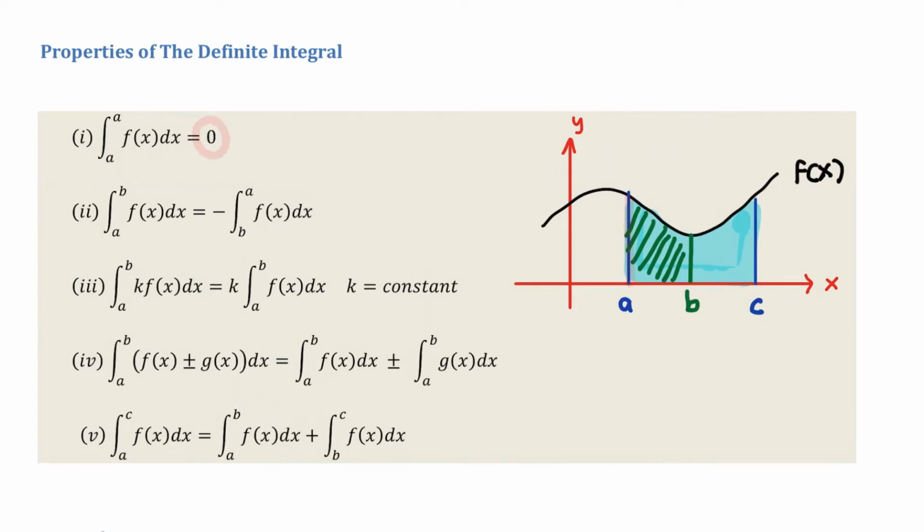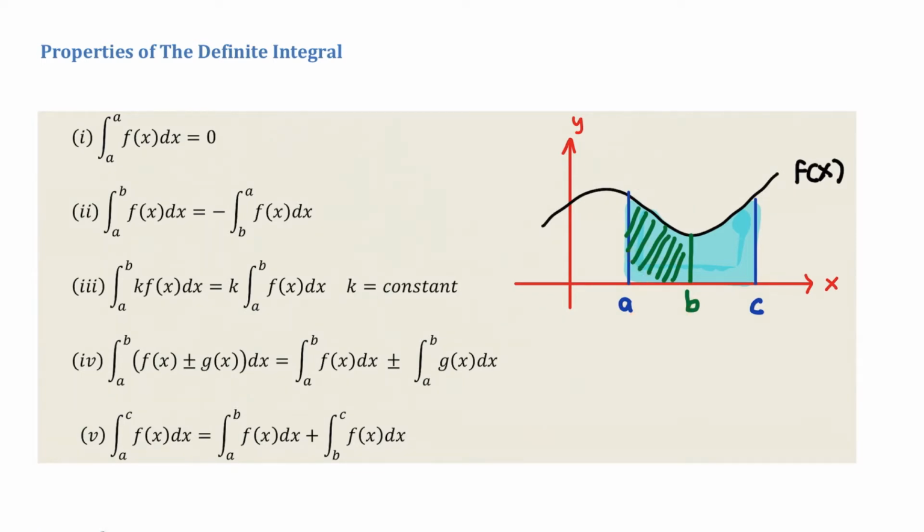Alright. Now the second one, if you have the integral from a to b of the function f(x), it can be written in a different term, which is equivalent to negative the integral from b to a. This is because you interchange the limits from a to b to b to a. Why is it a negative? Because one is towards a positive direction, one is towards a negative direction. So b to a is towards a negative direction.